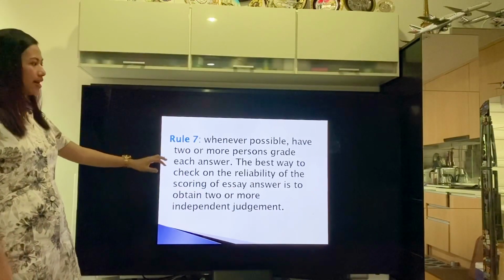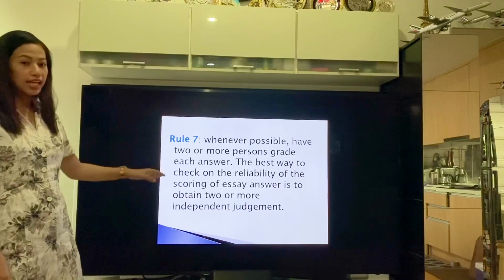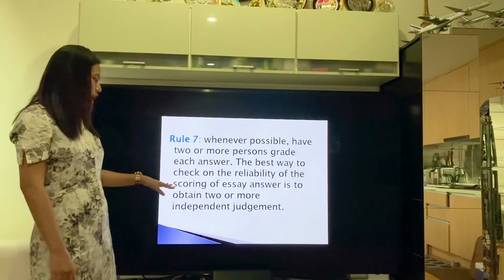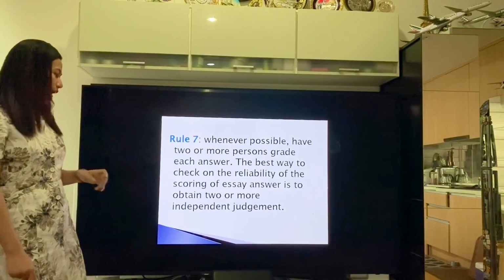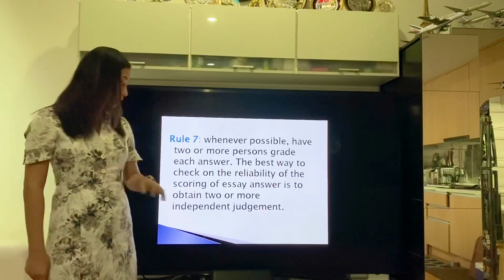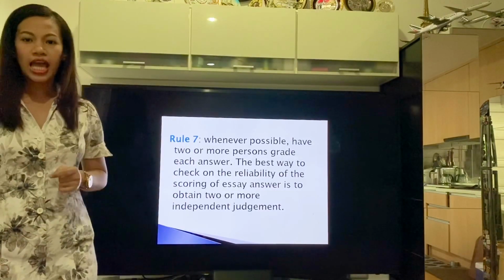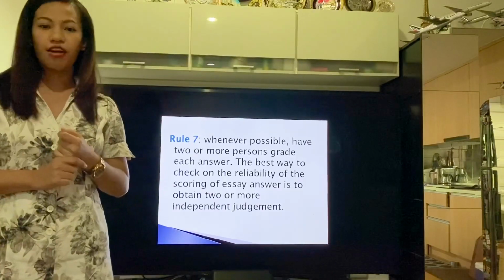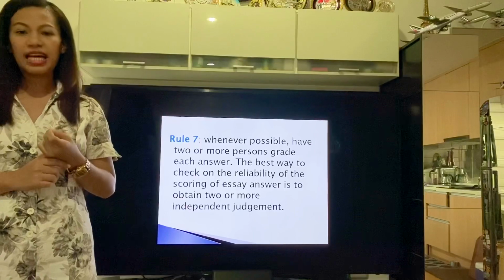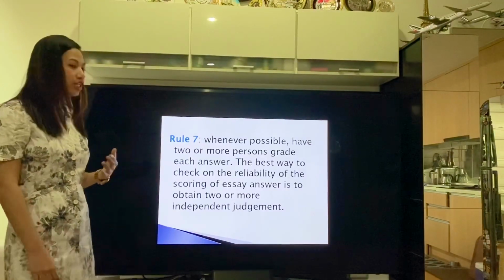Next, Rule 7: Whenever possible, have two or more persons grade each answer. The best way to check on the reliability of the scoring of essay answers is to obtain two or more independent judgments. So, itong Rule 7, importante siya if yung essay is for competition. Pwede kang mag-ask ng help sa iba kung paano mo mamarkahan or paano mo i-judge yung essay.